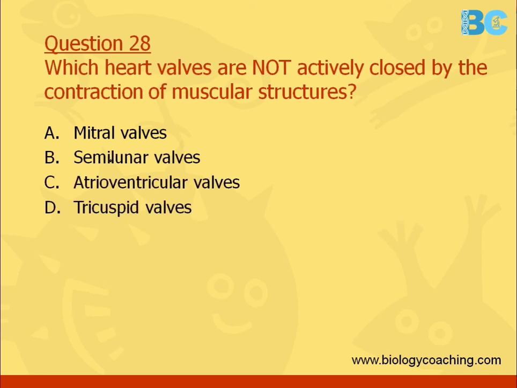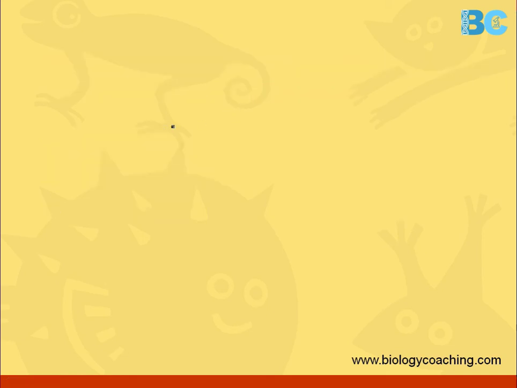Which heart valves are not actively closed by the contraction of muscular structures? As the valves are there for the prevention of backflow of blood, we can have the options here: mitral valves, semilunar valves, atrioventricular valves, and tricuspid valves. The semilunar valves, which are named the aortic valve and pulmonary valve, are devoid of papillary muscles, and that is why they are not actively closed by the contraction of muscular structures.